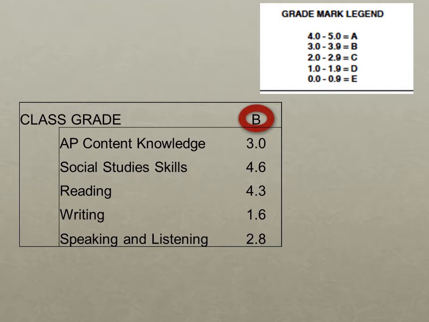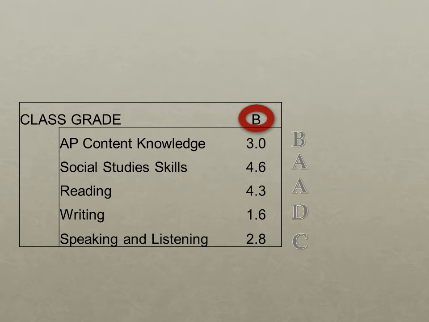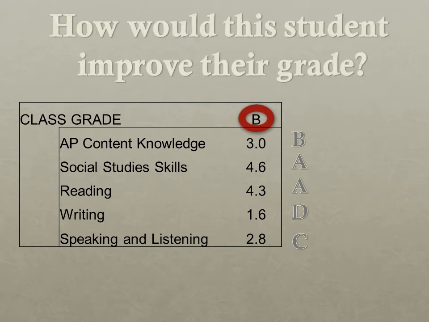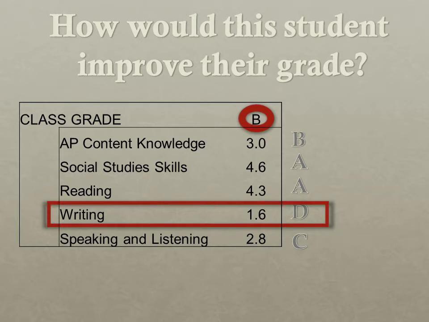Now if we look at each skill, we see that in AP Content Knowledge, the student received a 3.0, which equals a B. Social Studies skills, the student received a 4.6, which is an A. Reading skills, 4.3, which is an A. Writing skill, a 1.6, which is a D. And speaking and listening, a 2.8, which is a C. The question becomes, how would this student improve their grade? The first place to look would be in writing, where they received a 1.6 or a D.